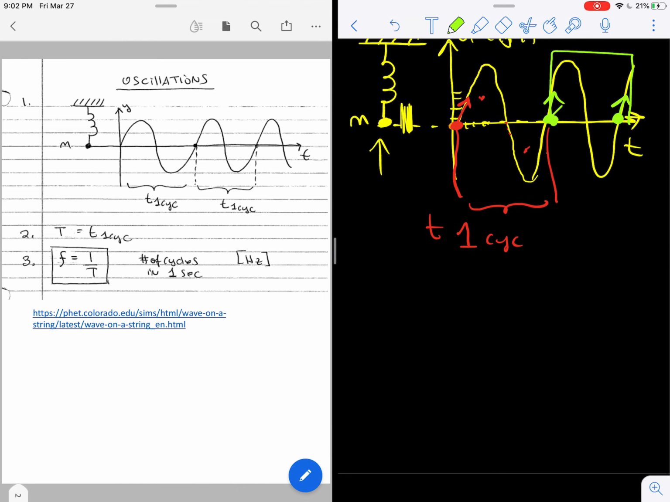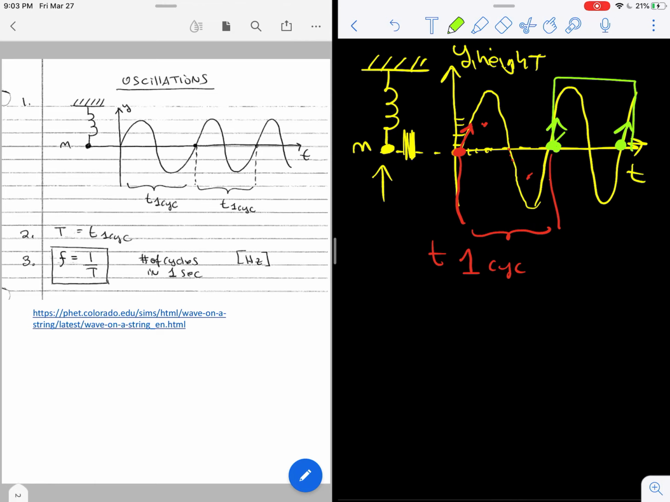So all you need to do, instead of looking at the entire wave, is just talk about the time for one cycle, and everything else repeats. So that's going to be our first definition. We're going to say that a wave's period, or capital T, is going to be the time for one cycle.